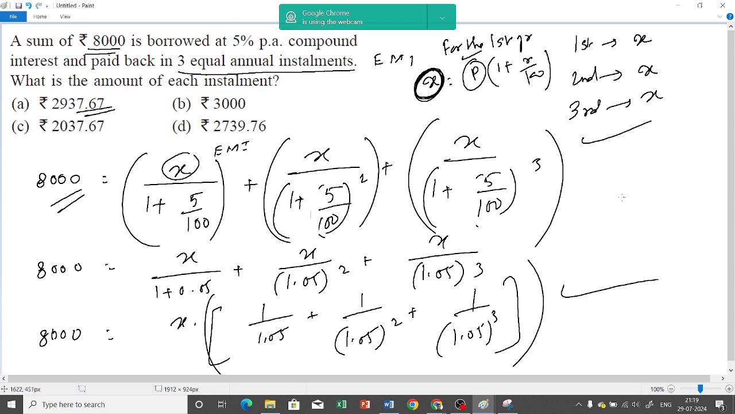Okay, sir. If you divide 8000 by 3, you will get how much? You will get 2666. But what is the EMI amount? 2937. So this 2666, which you get by dividing 8000 by 3, is this value p. But actually you are not paying 2666, you are paying x. Why? Because there is interest added on it, right? So making p the subject, we have added the three principals. You got my point? Yes, sir.